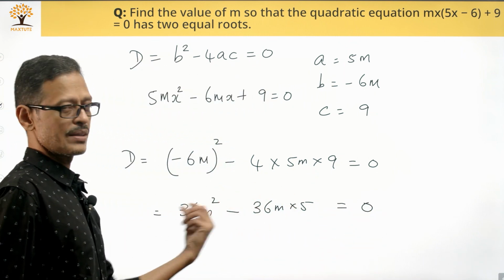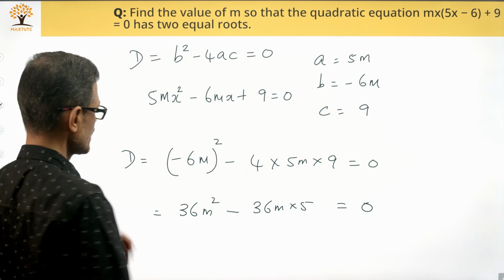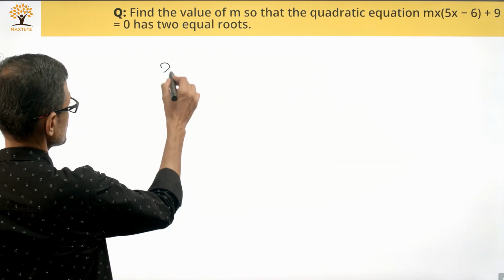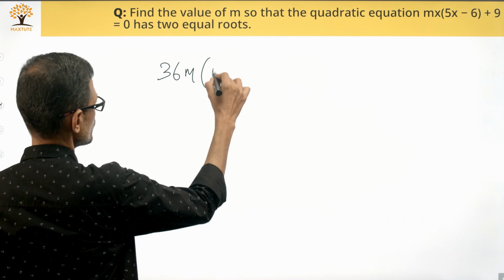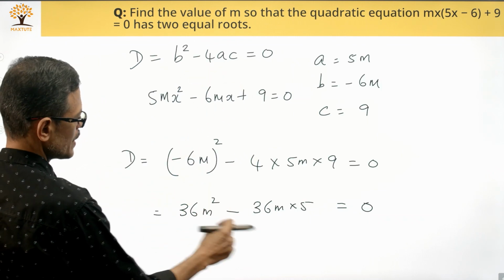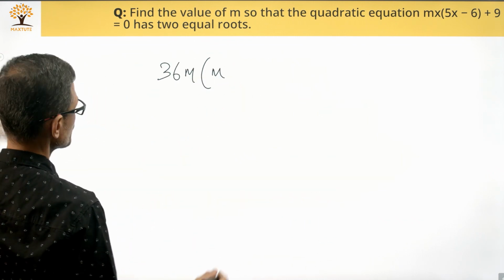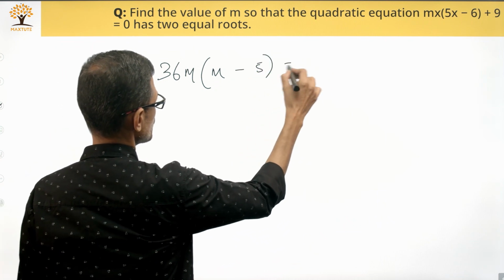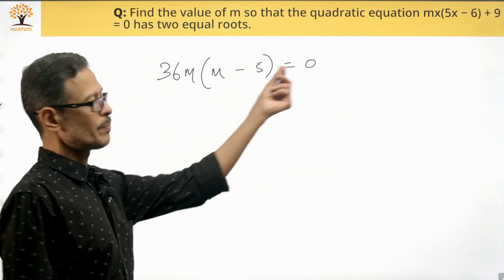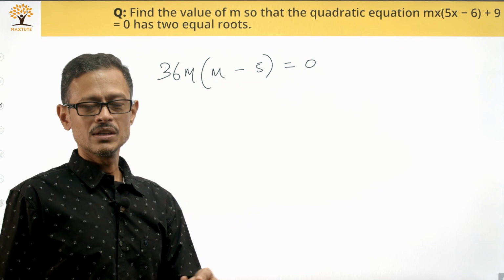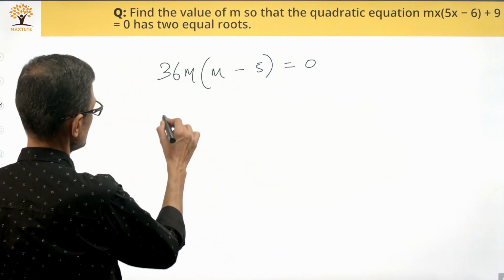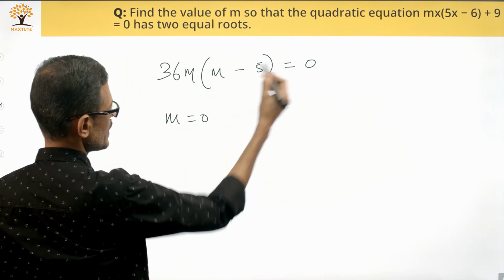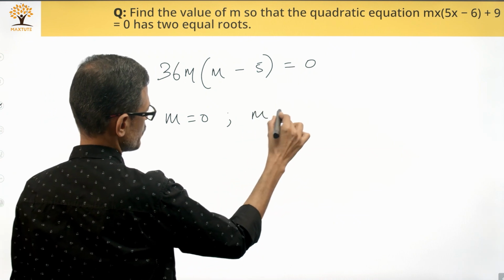Realize that 36m is a term common to both these parts. So let's take 36m common outside. There's going to be an m left in the first term, and there's going to be a 5 left in the second term. So 36m times (m minus 5) is equal to 0. The product of two parts is 0 when at least one of these two parts is 0. 36m equals 0 translates to m is equal to 0. m minus 5 could be 0. In that case, m is equal to 5.